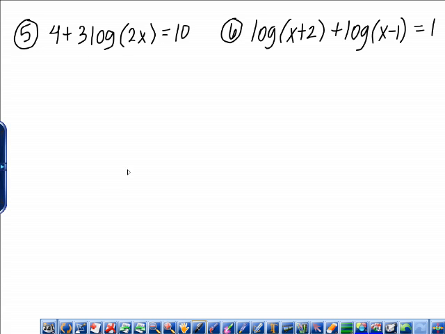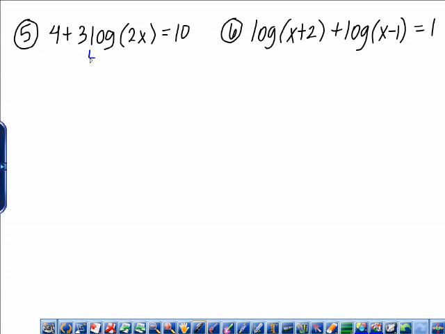Now I'm going to do some work, and what happens if I get a negative number for x? I have to take that out. It would be extraneous. I can only have positive values of what I'm taking the log of. So in this case, x would have to be greater than 0. It couldn't even be 0. It definitely couldn't be negative. So let's go ahead and solve this out.